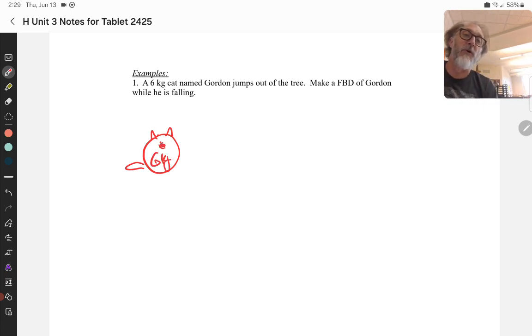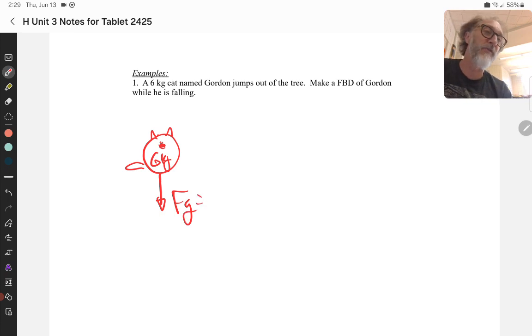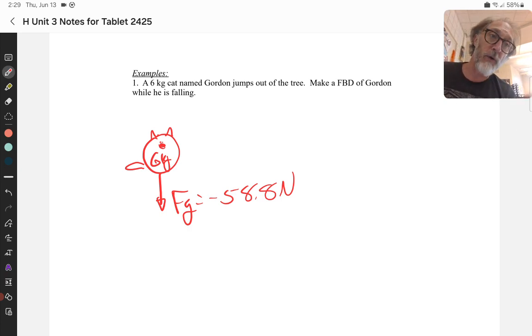Step number 1, identify mass and force of gravity. I already have my mass. I'm going to find my force of gravity by doing 6 times negative 9.8 to get negative 58.8 newtons. And that's it, there are no other forces on him. He's in free fall. Remember, we always ignore air resistance unless the problem specifically references it, which will happen. I guess we did in the last one, that weight worksheet. So that's the only force.